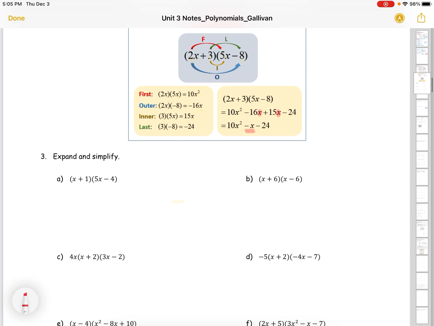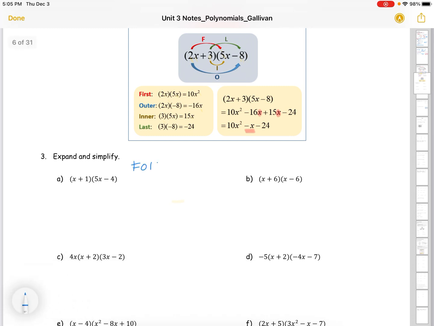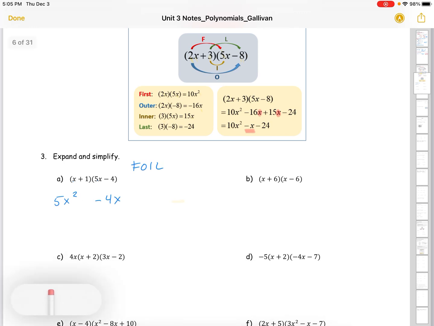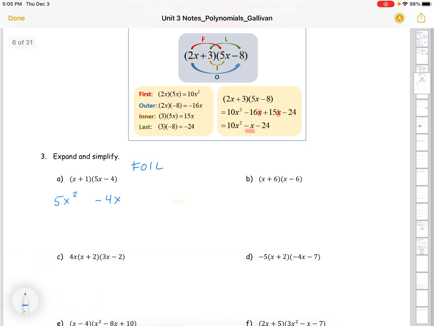Okay? So let's practice. So we're going to do our first, outer, inner, last. So first is x times 5x, which is 5x squared, plus outer is x times negative 4, so negative 4x. And I'm just going to erase this for a second. Then next we do our inner, 5x times 1, so it's plus 5x. And then our last, 1 times negative 4.